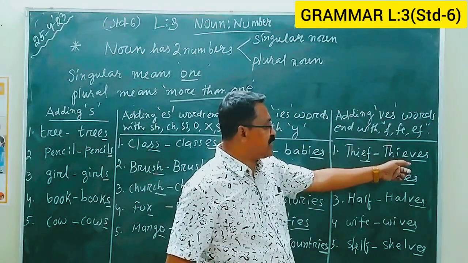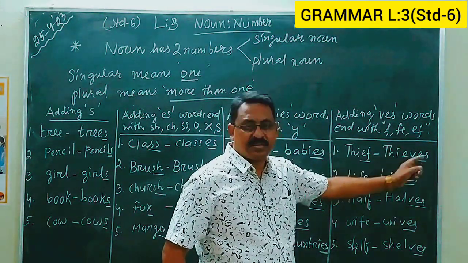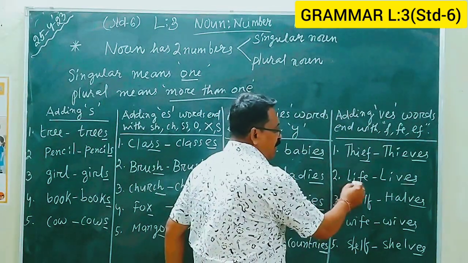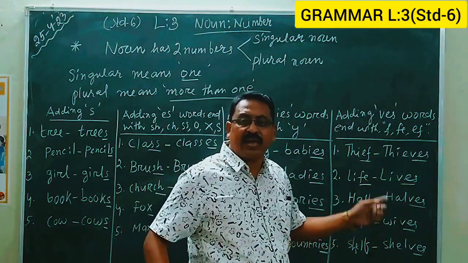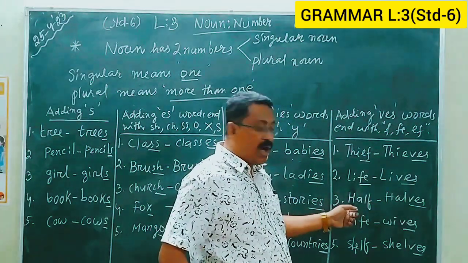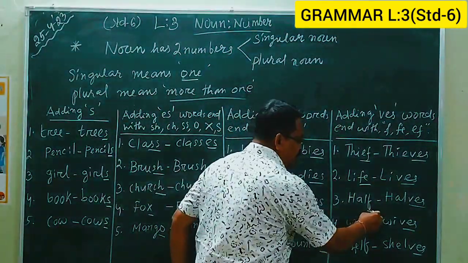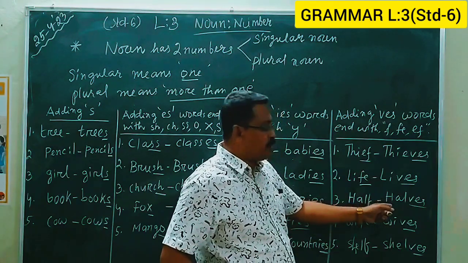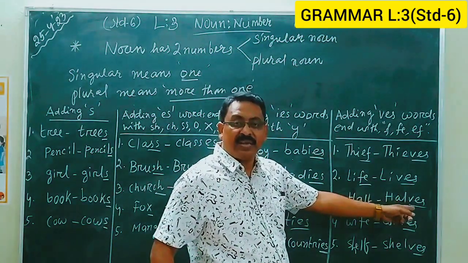Plural is T-H-I-E-V-E-S, thieves. Here also L-I-F-E. The word is ending with F-E. L-I-V-E-S, lives. Half, H-A-L-F. The word is ending with F. Plural will be H-A-L-V-E-S, halves.